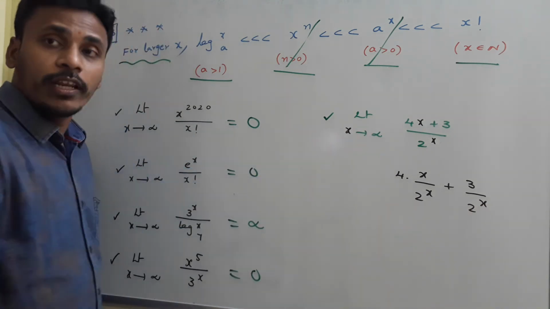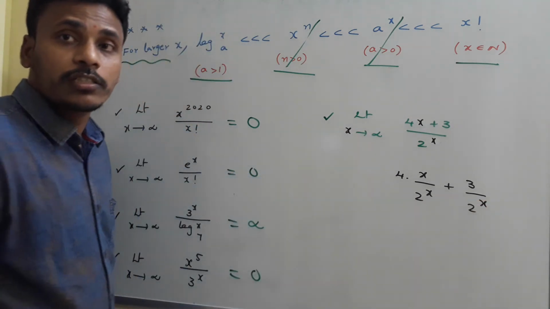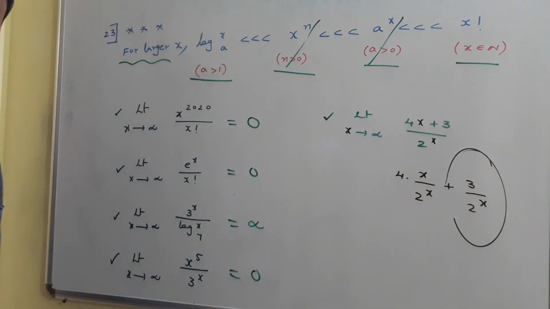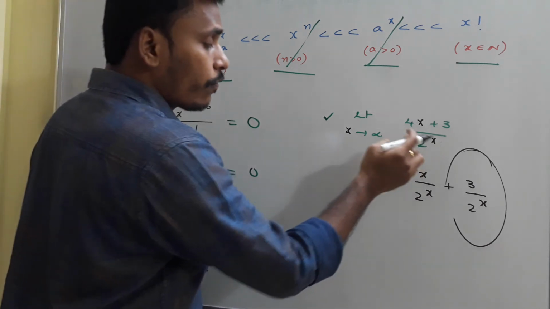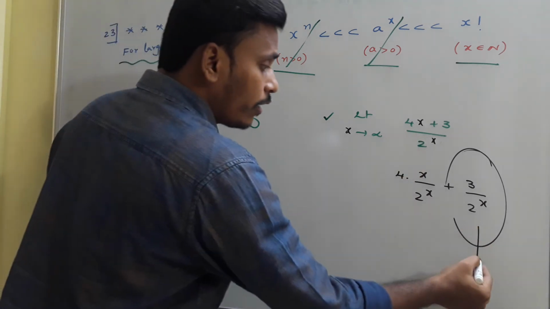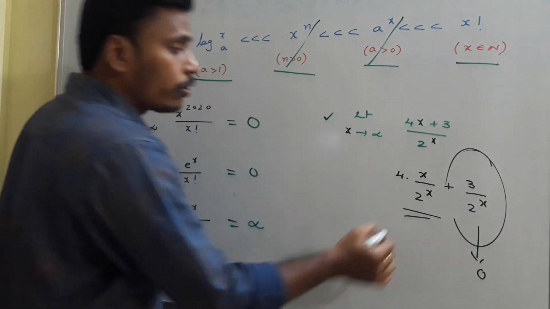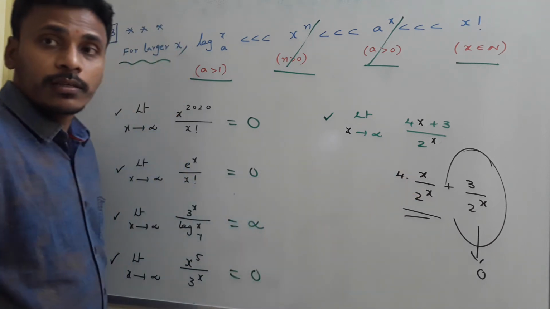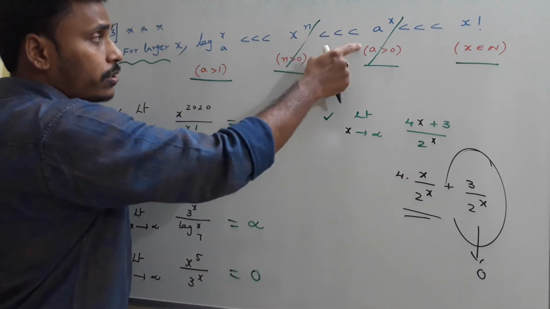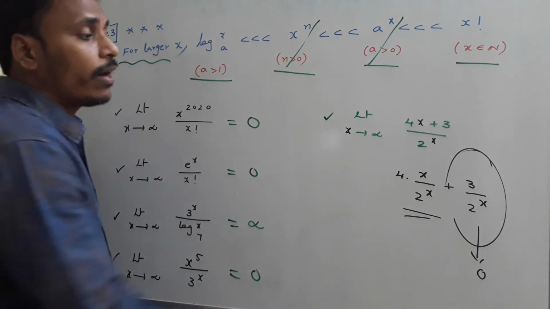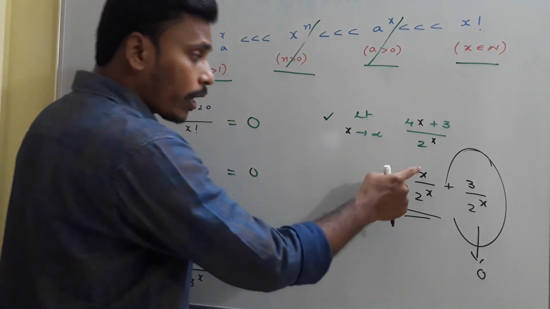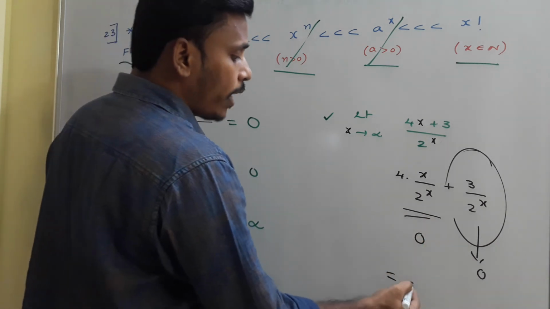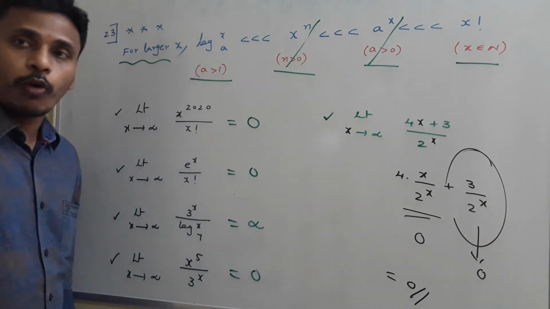As x is tending to infinity, this 2 power infinity is large, so this 3 by 2 power infinity is almost 0. When you think about this, as x is tending to infinity, this is a comparison between x and 2 power x, these two types of functions. This numerator is very small when compared with the denominator, and that's why x by 2 power x is again 0. So 4 into 0 plus 0, at the end your answer is 0 for this type of problem also.